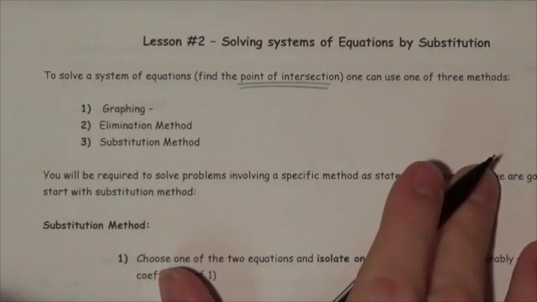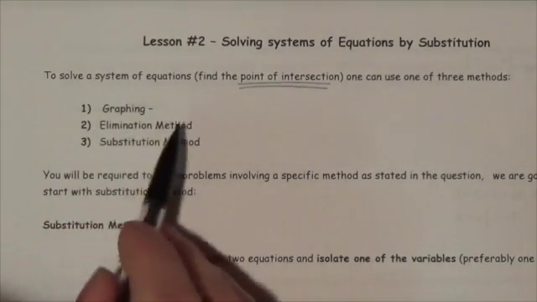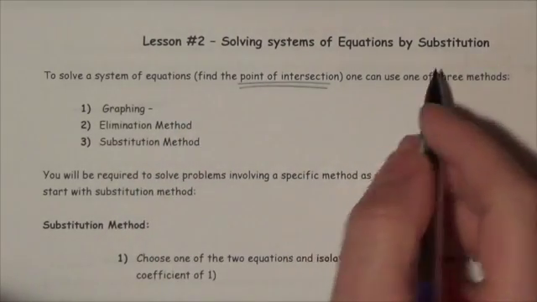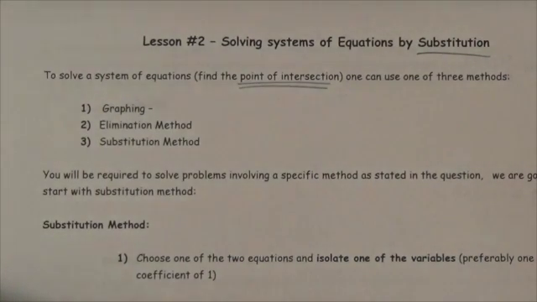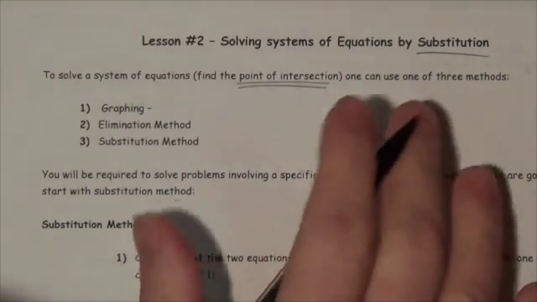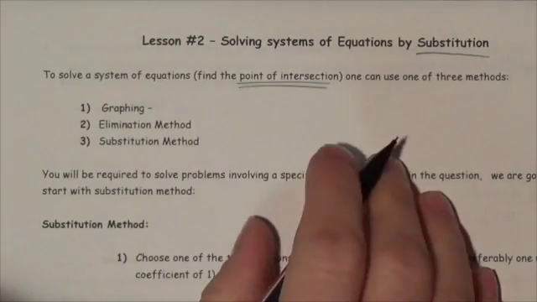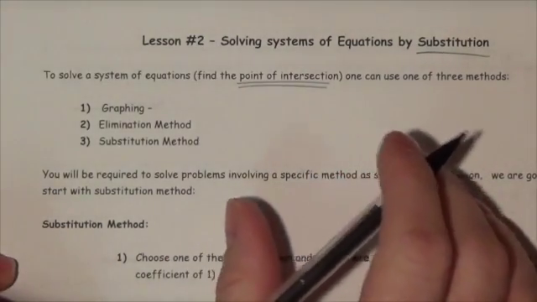And algebraic methods, basically for what we're going to do here, fall into two categories. We're either going to use elimination or we're going to use substitution. In this particular lesson, we're going to look at substitution. Now the basic premise of these algebraic methods is this: we're going to take two equations with two variables, and we reduce it down to a single equation with one variable.